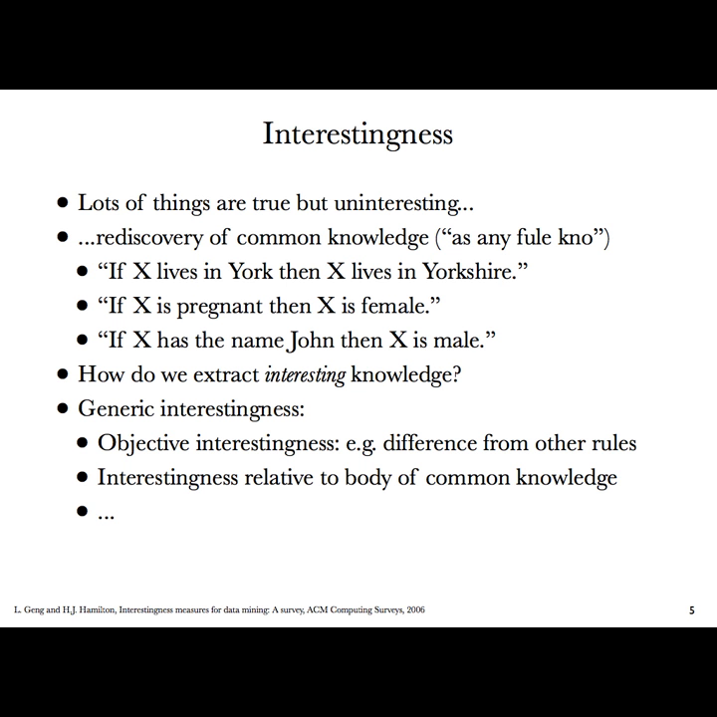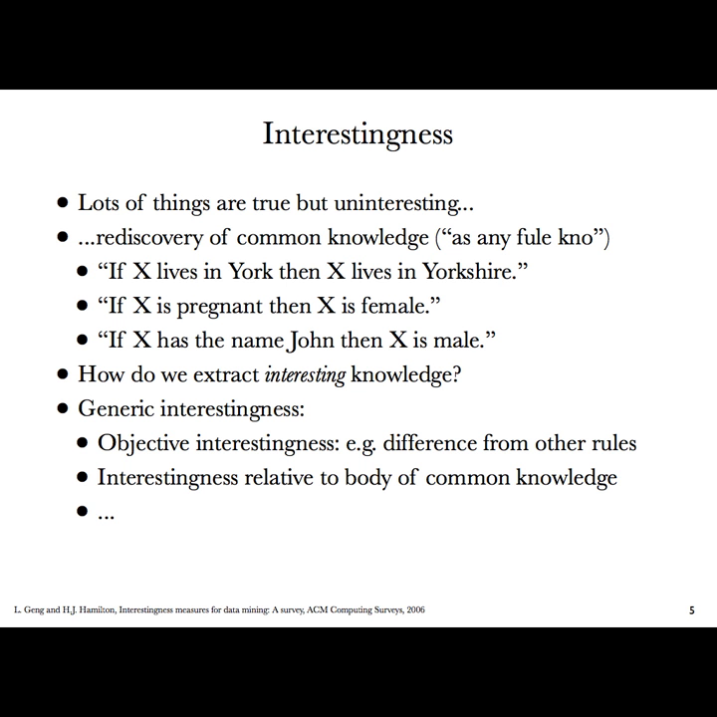One problem with this is that there are vast numbers of things that are true. Far too much stuff is true. There's all this common knowledge. So if you try to do this kind of automated discovery, you find all these things that, as Molesworth put it, any fool knows. If you live in York, then you live in Yorkshire. If you're pregnant, then you must be female. If you've got the name John, then you must be male. So all this stuff is largely uninteresting.